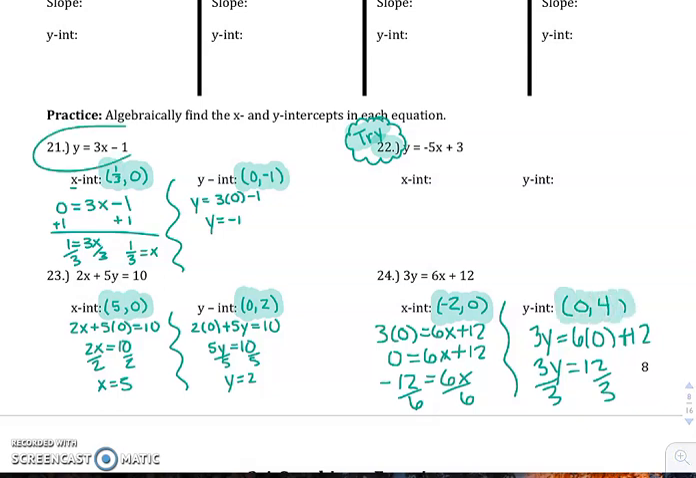So these equations were in all different forms. One's in standard form, one's in slope-intercept form. The one was one step away from slope-intercept form, but really in no form. So it doesn't matter what it looks like. You can always solve algebraically for the x and y intercept. You just have to plug in your 0 for whichever one you're not solving for. So why don't you guys try number 22?